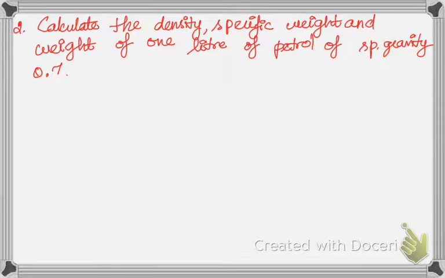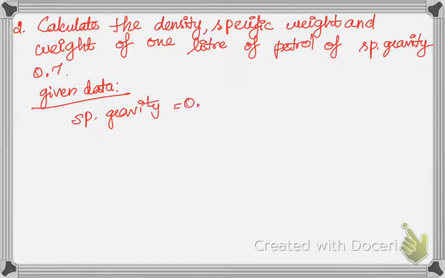The next problem is: calculate the density, specific weight and weight of 1 liter of petrol of specific gravity 0.7. So here the given data is specific gravity. Only the value for specific gravity is given in the problem, which is 0.7. We have to determine the density, specific weight and weight. So just think of the formula. What is the formula for specific gravity? I can straight away go to the solution.